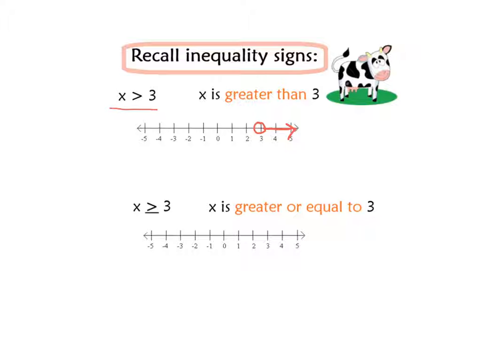The one below that says x is greater than or equal to 3. Because I have the equal sign, remember that means I'm going to be putting a solid point at 3, and then again greater is going to the right. Make sure you have those examples down on your paper there.